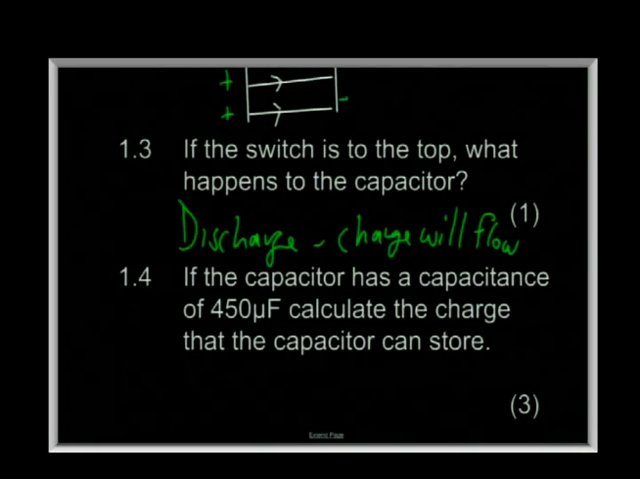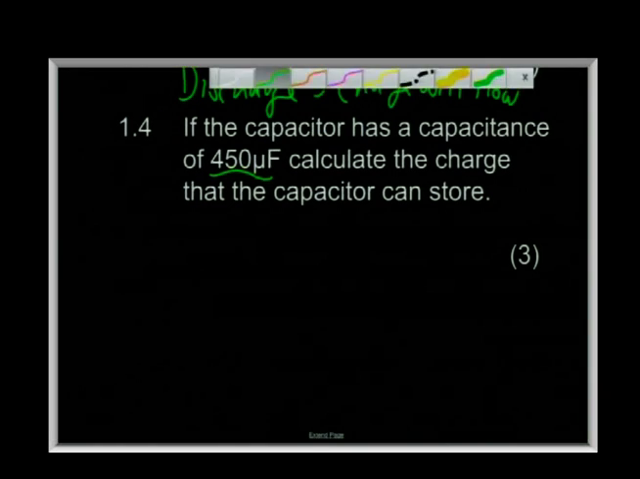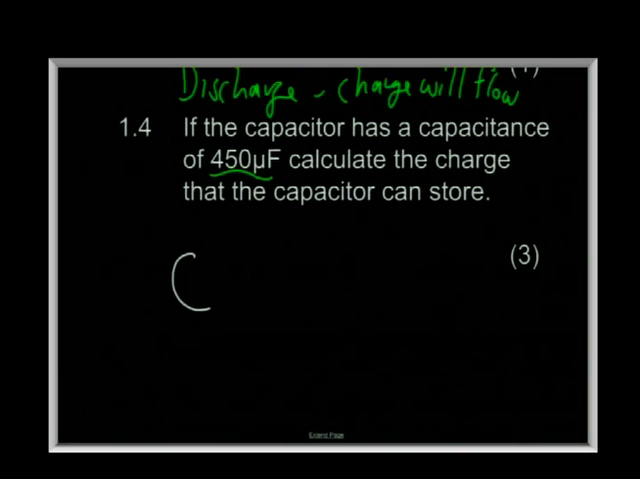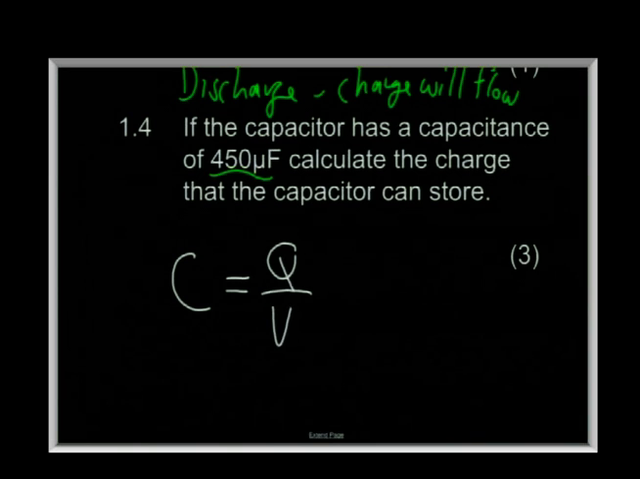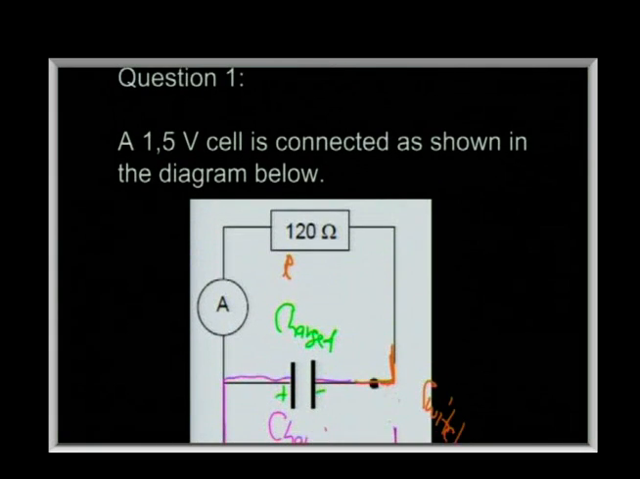Next question, 1.4. If the capacitor has a capacitance of 450 microfarads, micro, the U, calculate the charge that the capacitor can store. So I think that this is quite straightforward. Let's make sure we've got the formula right. We know that capacitance is equal to charge over potential difference. Let's go back to the diagram to make sure that we've got it sorted out.